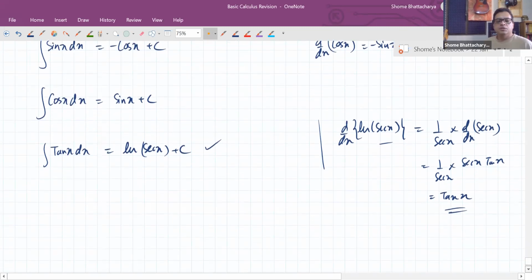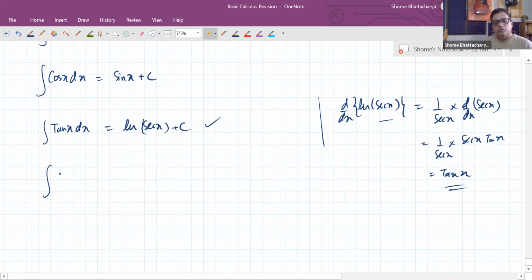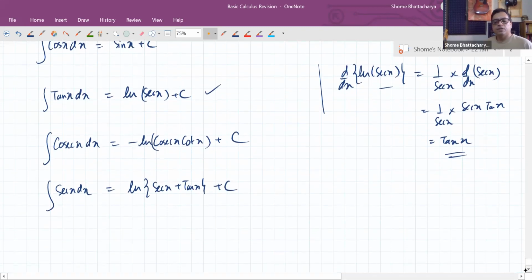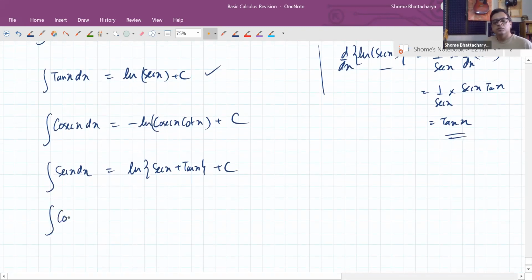Okay. Similarly, the other three formulae: integration of cosec x is minus ln cosec x cot x plus c, and the integration of sec x becomes natural log of sec x plus tan x, and integration of cot x becomes minus ln of cosec x plus c.